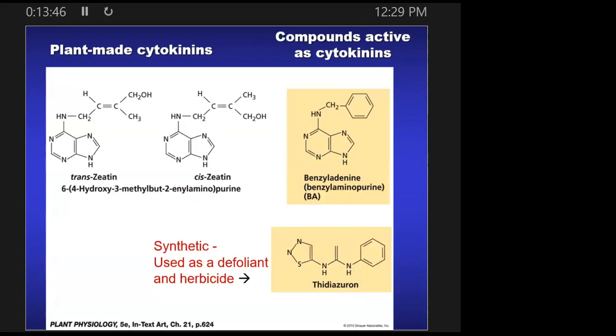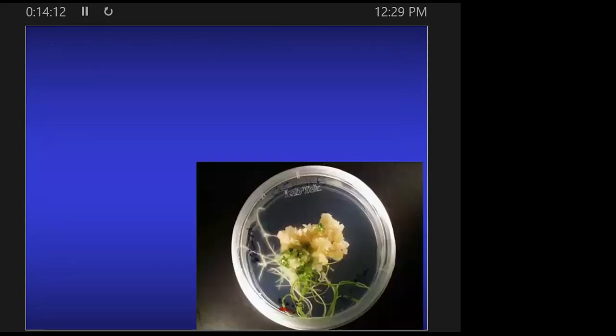Again, they can be used as herbicides. The thidiazuron chemical is an herbicide. Zeatin is what the plants make. That's their version of a cytokinin. And then we have plenty of synthetic cytokinins that we can make in the lab and expose the plant to. Cytokinins are very commonly and heavily used in cloning of plants.